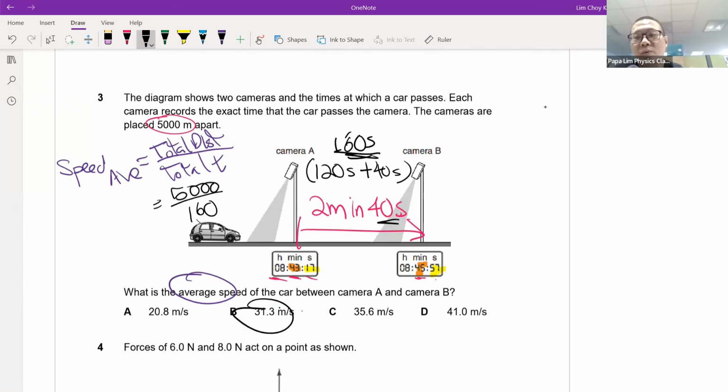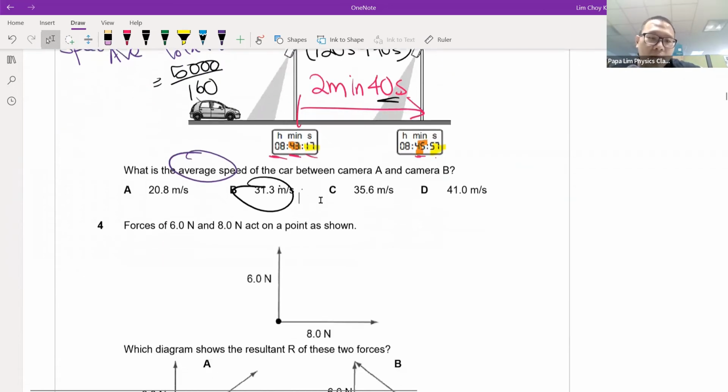Okay, I would say for question 3 here, the trick that the marker lays on in this question is on the conversion of time, to test students to see whether the students know 2 minutes 40 seconds is actually 160 seconds. Maybe some students will have the urge to just use 2.4 seconds, because 2 minutes 40 seconds.